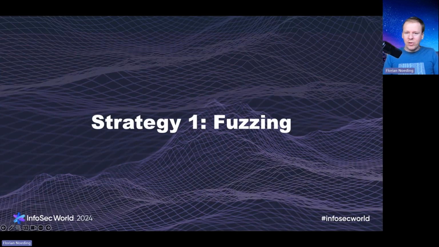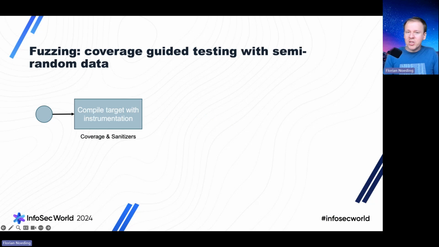Let's talk about the first strategy, fuzzing. So what is fuzzing? It's coverage-guided testing with semi-random data, but what does it truly mean? The first step is, we can assume we have the source code of an application available that we want to test. And that means we compile this application, or ideally a library, with instrumentation.